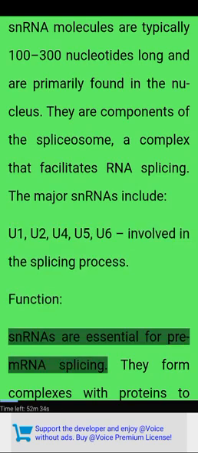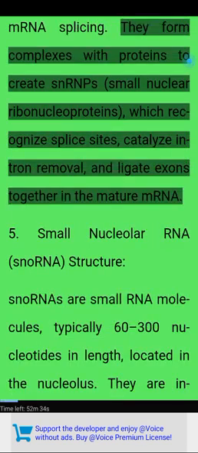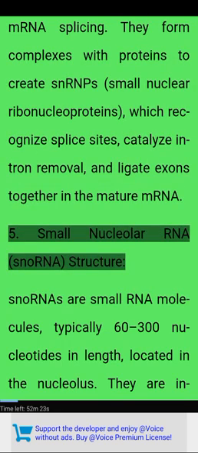Function. snRNAs are essential for pre-mRNA splicing. They form complexes with proteins to create snRNPs, small nuclear ribonucleoproteins, which recognize splice sites, catalyze intron removal, and ligate exons together in the mature mRNA. 5. Small nucleolar RNA, snoRNA, structure.